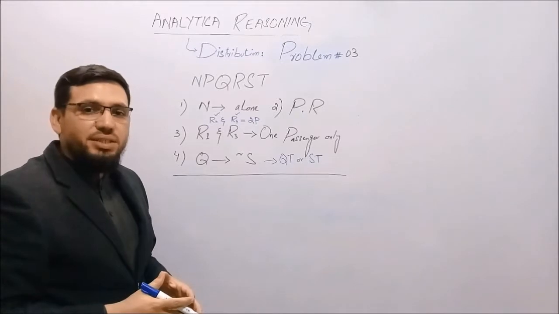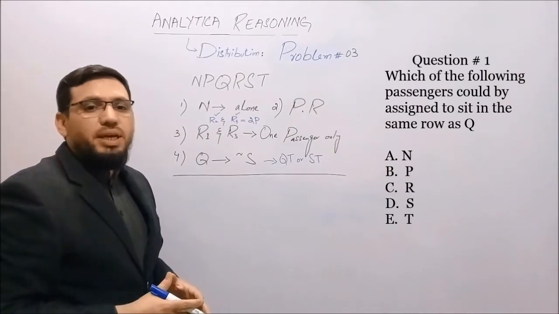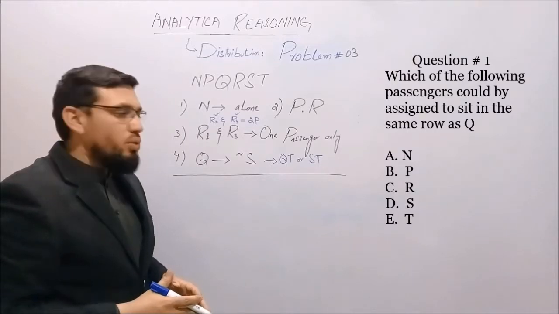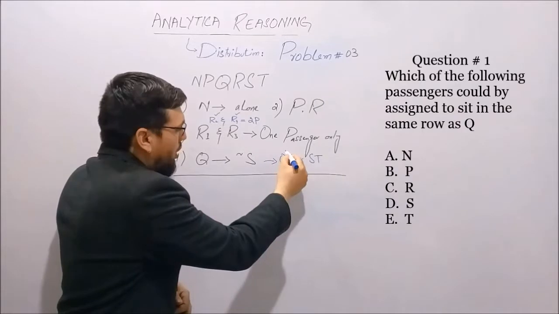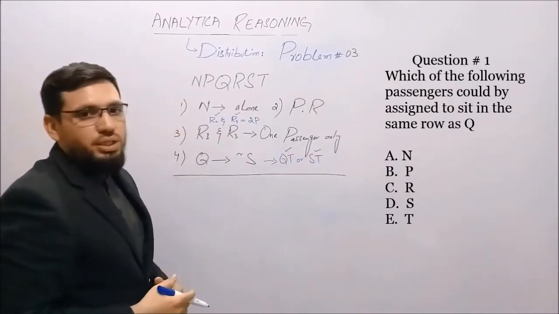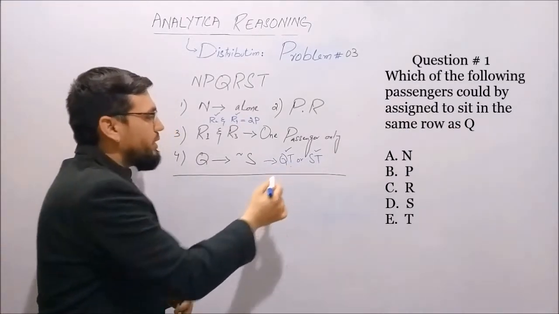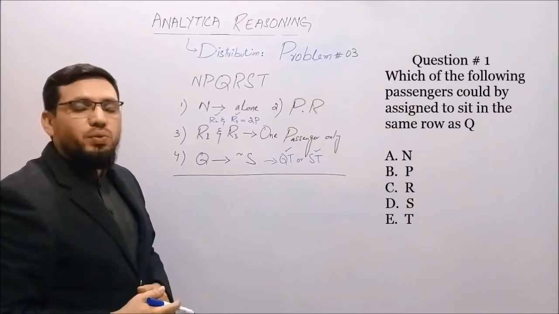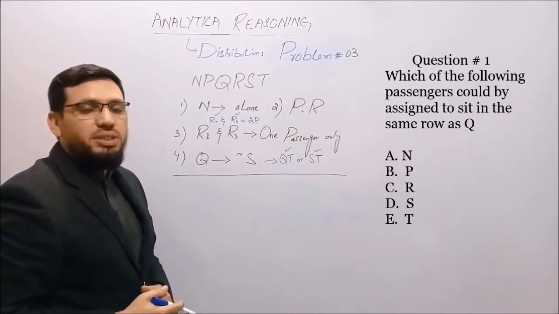Now we are going to answer the stated questions. The first question: which of the following passengers could be assigned to a seat in the same row as Q? You can see that I have told you that Q will be seated with T, or S will sit with T. So T is the one that will be sitting in a row where Q is sitting. Therefore, the correct answer is option E.